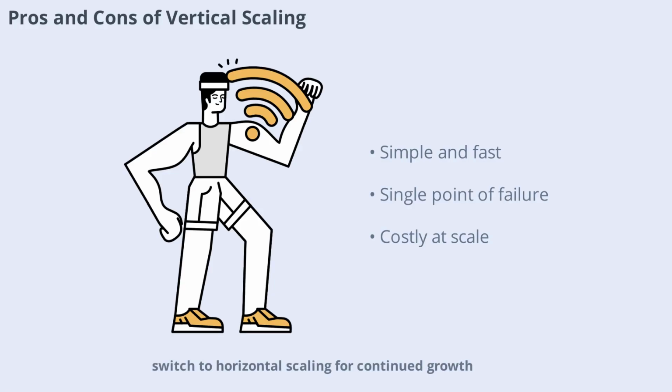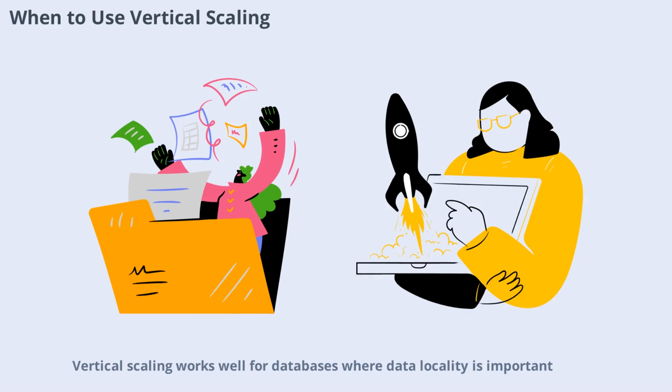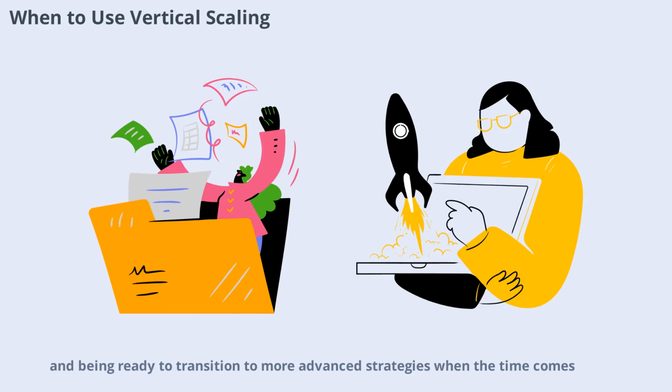Vertical scaling works well for databases where data locality is important, applications with strong consistency needs, and early-stage startups that prioritize simplicity. It's also suitable for workloads with predictable, moderate growth. Never dismiss vertical scaling as not scalable. It's a practical solution for many real-world scenarios. The key is knowing when your needs outgrow what a single machine can provide, and being ready to transition to more advanced strategies when the time comes.